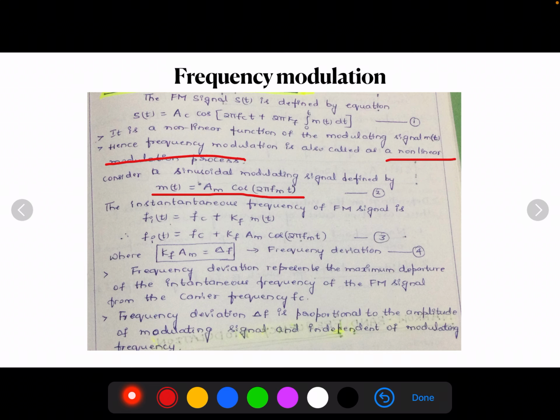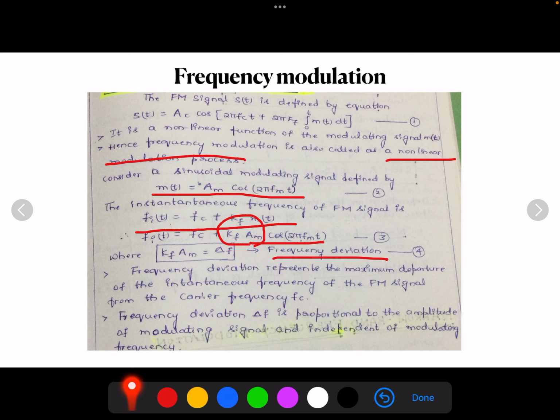Let us consider the message signal m of t is equal to Am into cos 2 pi fm t. So the instantaneous frequency is given by fi of t is equal to fc plus kf into m of t. Kf, we know, is a constant. In fi of t, we are replacing m of t with the equation of the message signal, where you can see kf into Am. This is nothing but the frequency deviation. What is frequency deviation? It represents the maximum departure of the instantaneous frequency of the FM signal from the carrier frequency fc.